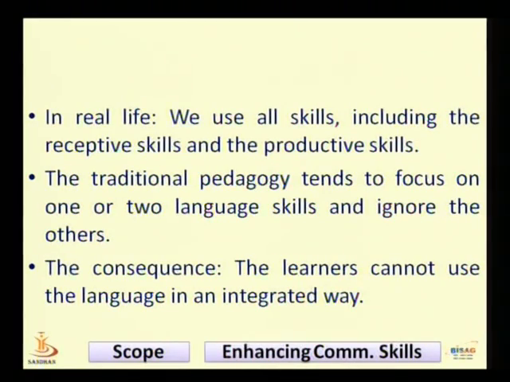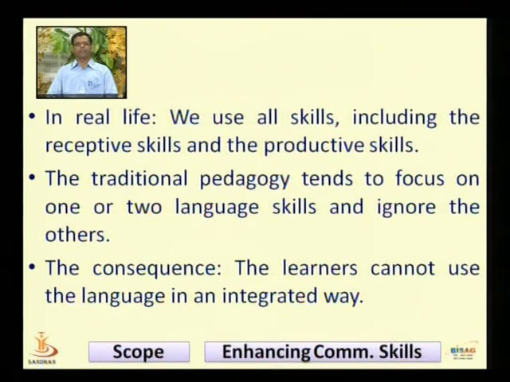If we choose carefully and start using it step by step, we can begin with small structures, then go further. In real life we use all the skills. As I have said earlier, skills means LSRW. L stands for listening, S for speaking, R for reading, and W for writing. In day to day life, friends, we use all skills in an integrated way.